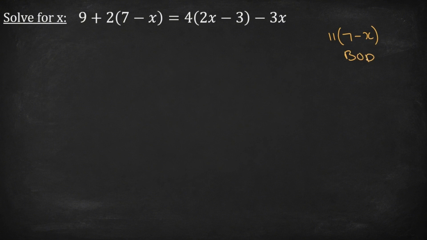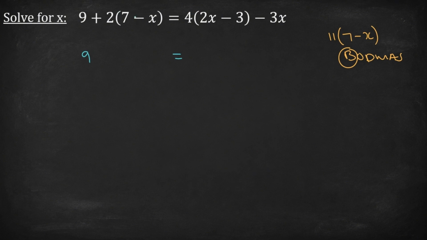BODMAS says that we have to deal with the brackets first. So that means we have to distribute this 2 into the bracket first before we do any plus or minus operations. And the same with this 4. I have to distribute it into the bracket first before I do any other plus or minus operations. So the first thing I'm going to do is copy this 9 down. I can't do anything with this at the moment.